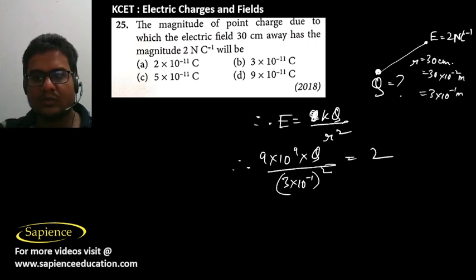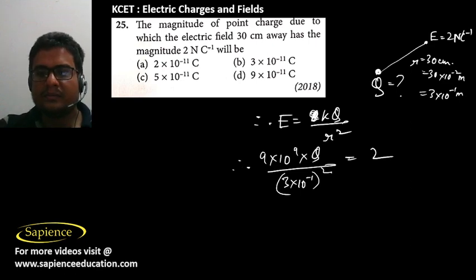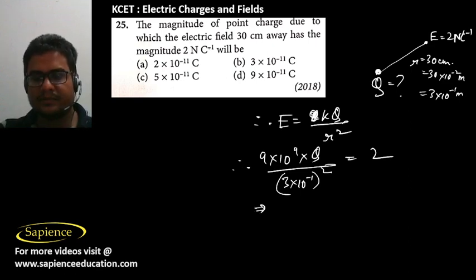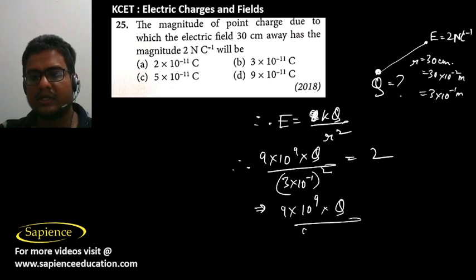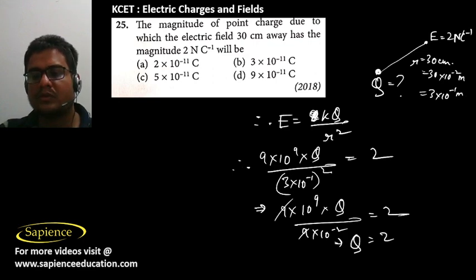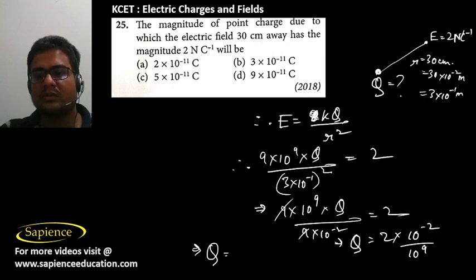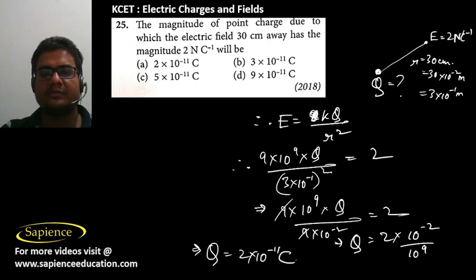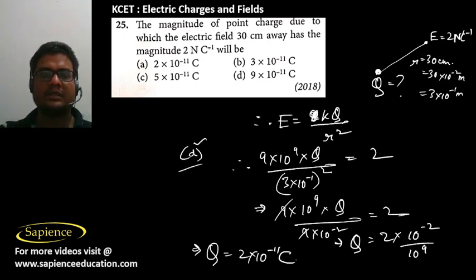That is equal to 2. This is 9 into 10 power 9 times q divided by the square of R. 9 and 9 will cancel. Therefore, the charge q is equal to 10 power minus 11. Option A is the correct answer.